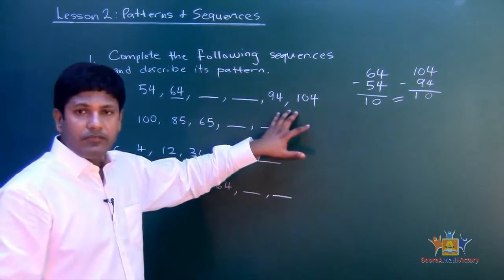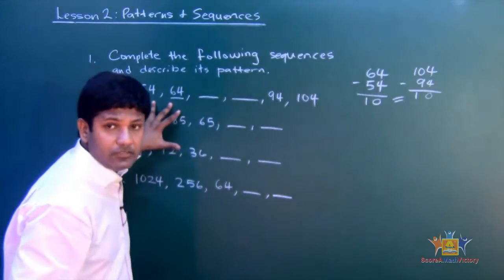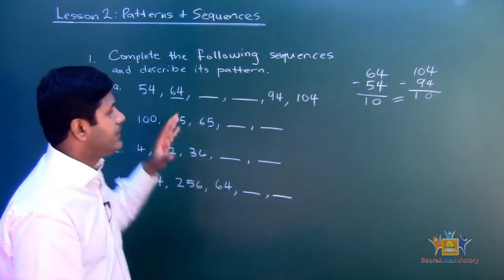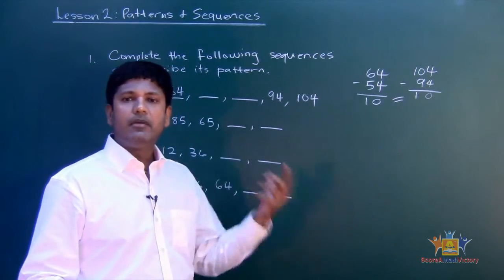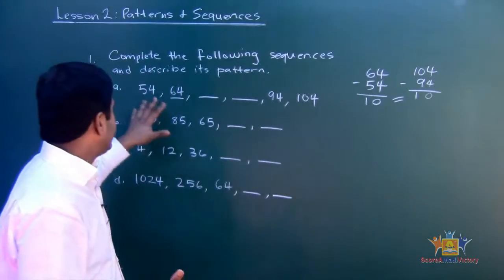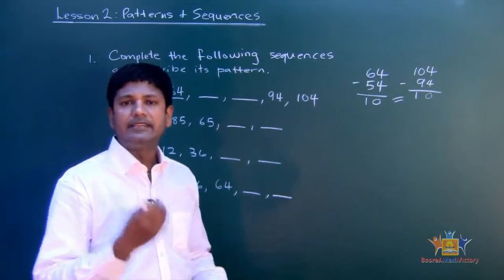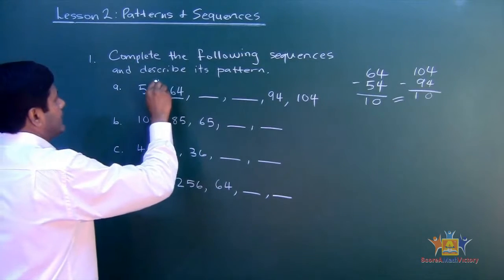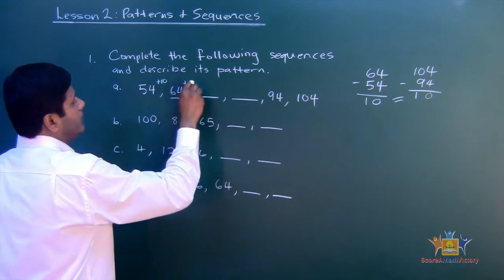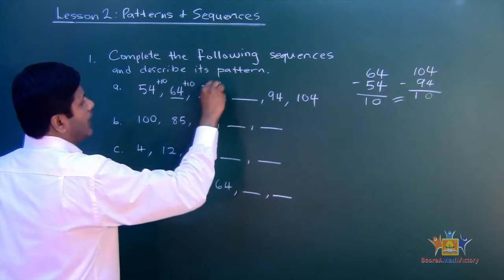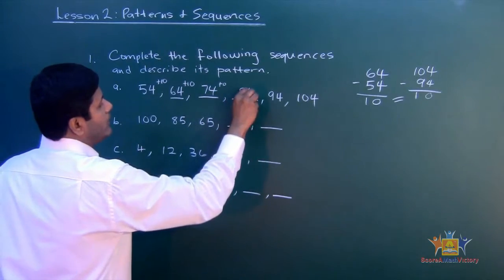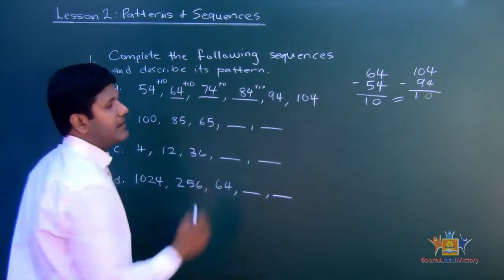If the difference of these two sets of numbers and these two sets of numbers gives me the same result, that means it has been incremented by 10. The pattern is I'm adding 10 to the number, and that's the sequence. Okay, so I'm going to add 10 to this. If I add 10 to this one, it becomes 74. Add 10 to this, it becomes 84, and add 10 to this gives me 94.